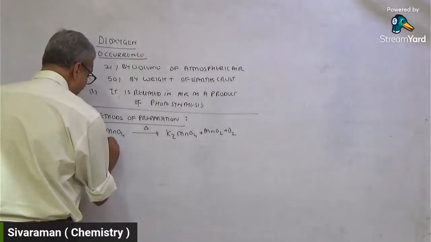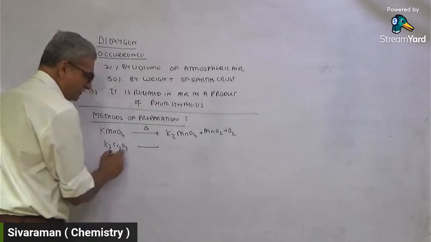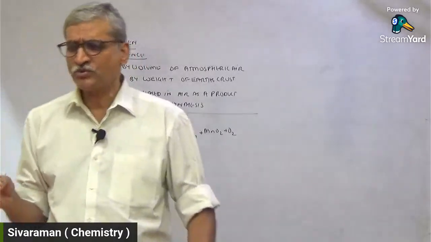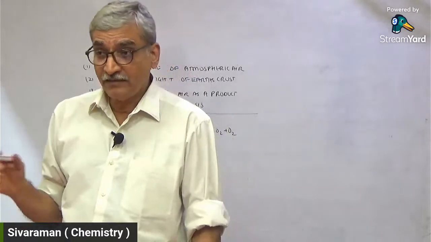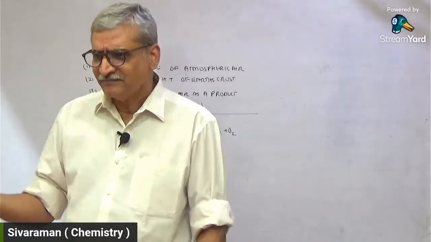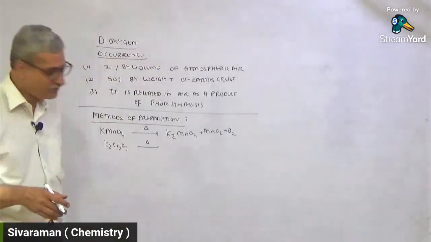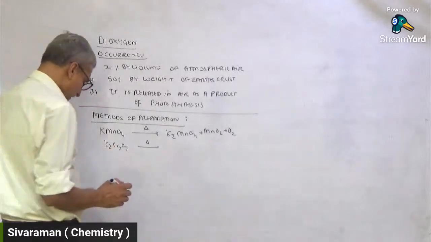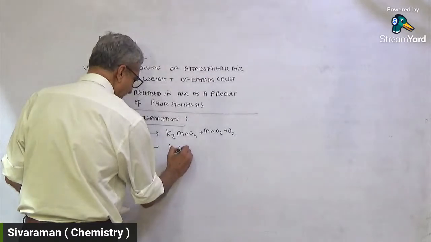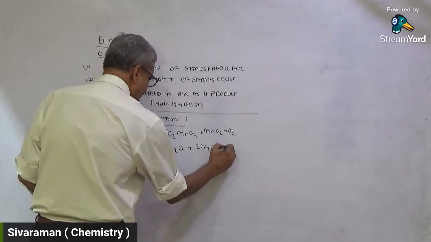So next is what? You can have potassium dichromate, K2Cr2O7, widely available. Leather industry. They use potassium dichromate in huge quantity for tanning. And something which is non-suspicious, you can always get from some leather tanner. Heat it. When you heat it, what happens? You get K2O plus 2Cr2O3 plus 3O2.